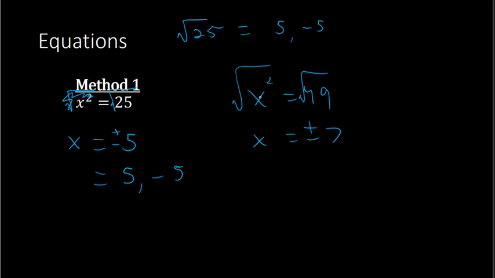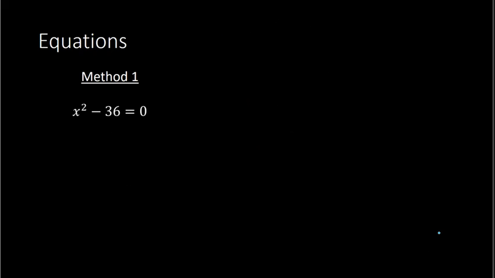If the squared term and the number are not on opposite sides, I need to make sure that they're on opposite sides before I take the square root. So basically, I need to make sure that this x squared term is isolated first before I take the square root. So for example, here we see x squared minus 36 equals 0. At this point right here, I cannot take the square root of both sides because the squared term is not isolated. So what to do is I add 36 to both sides to bring this over to the right side. That now gives me x squared equals 36.